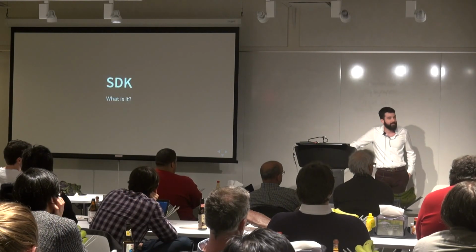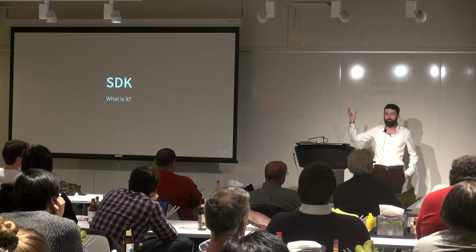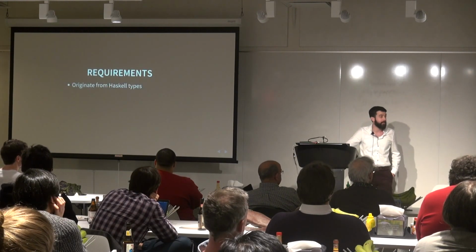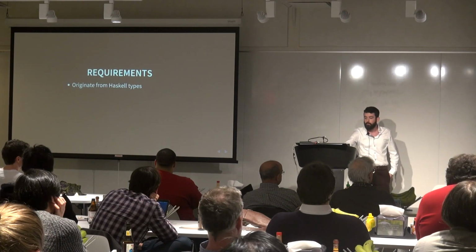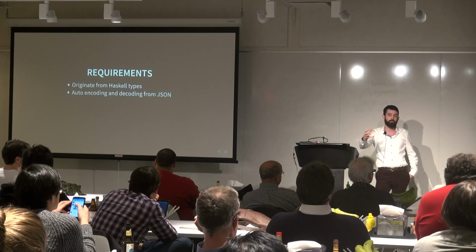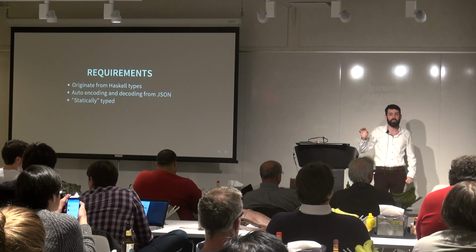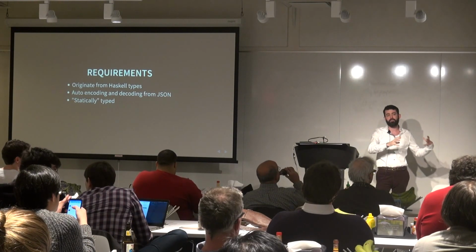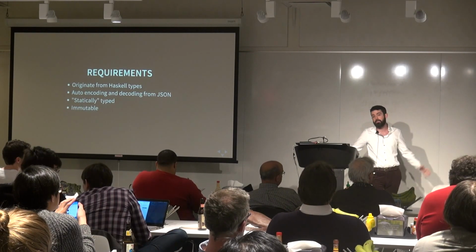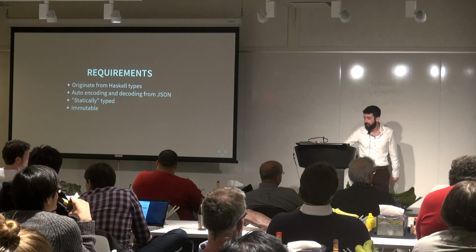So we're here to talk about developing an SDK. What is that to us? When we came to this project, we set our requirements. We wanted our types to originate from Haskell. We wanted automatic encoding and decoding from JSON into these types that we're building in JavaScript. We wanted it to be statically typed, or as close to statically typed as we could get with the current JavaScript typing technology. And, why not have immutability? We know this gives us a lot of guarantees. It reduces complexity greatly. So let's just throw it in there for the hell of it.